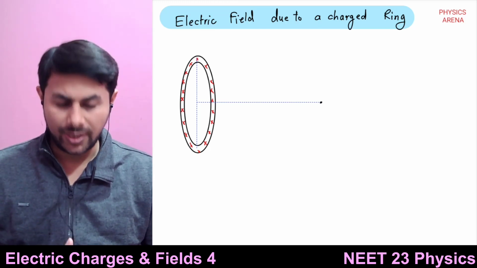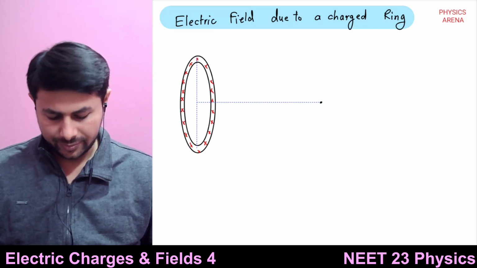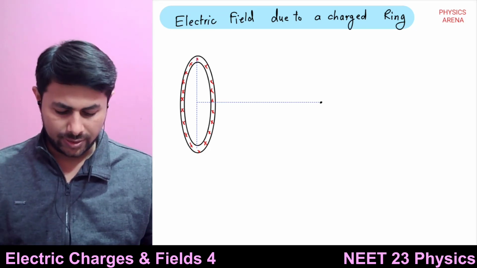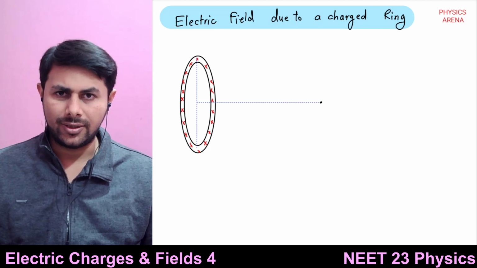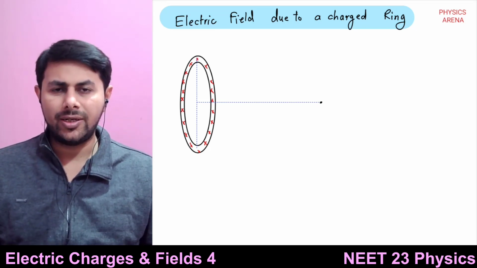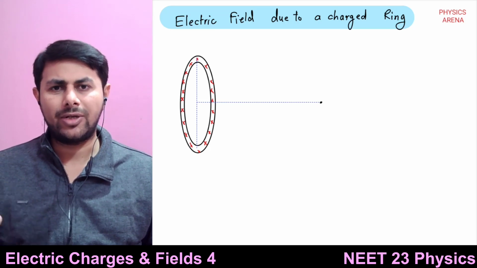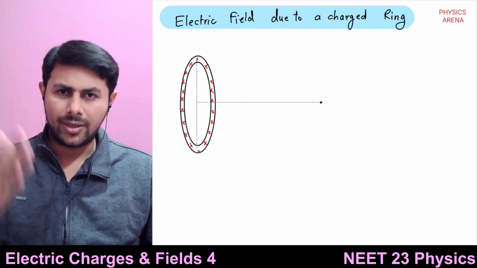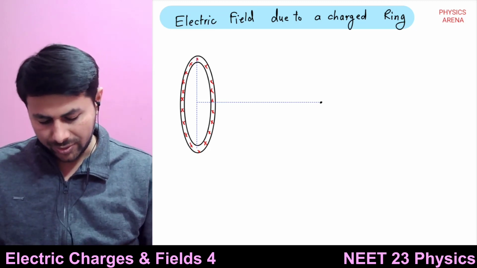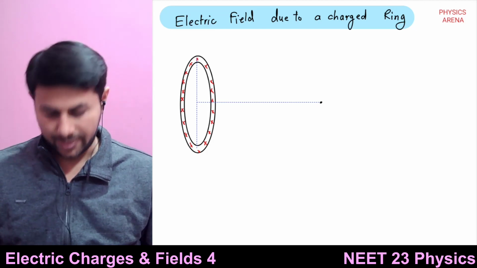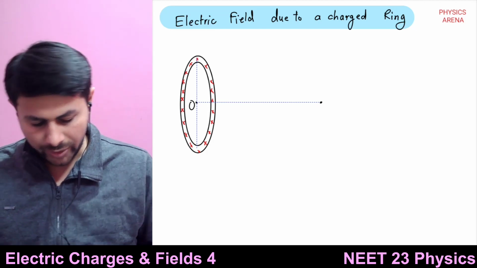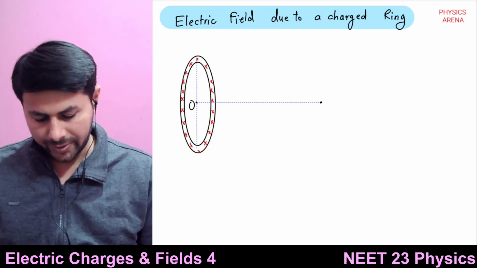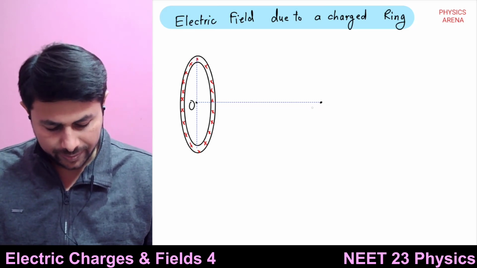So what is an axial point for a ring? If you take a ring, this is suppose the center of the ring. If you draw a line perpendicular to the plane of the ring passing through the center, it is known as the axis of the ring. So we want to find out the electric field due to this ring at this point, an axial point. This is point P. Let's call it P or anything.